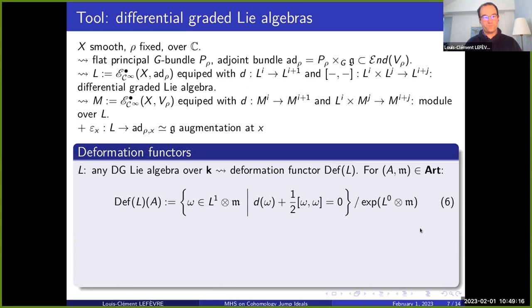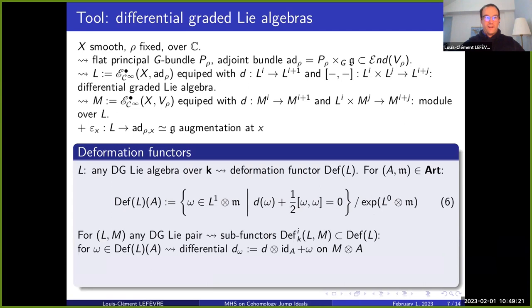And this was also extended to the pair LM. If you have the pair LM, where M is a module over L, you can define subfunctors. So this means that Def of LM over A is a subset of Def L. So this defines new subfunctors corresponding to the functor problems with this.